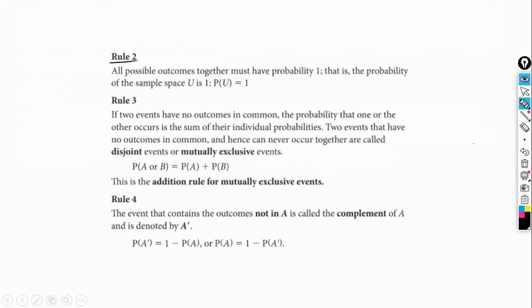Now we have rule number 2. All possible outcomes together must have probability 1. That is, the probability of the sample space U is 1. So the probability of the sample space has to be equal to 1.